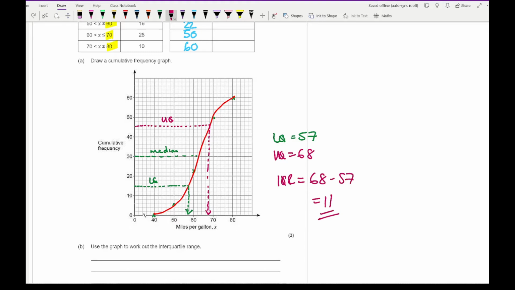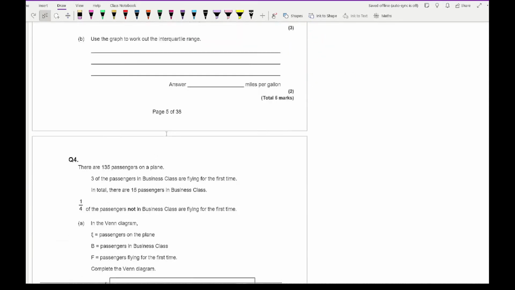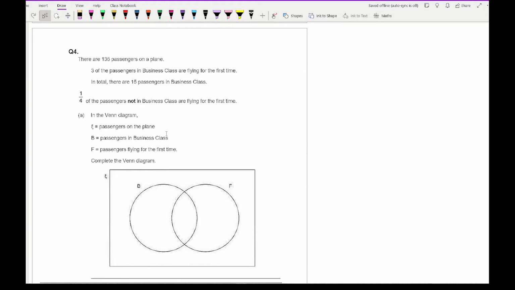Obviously your graph is going to be, I'm hoping, a lot neater and a lot more accurate than mine. So as long as you're writing down and marking the lines on your graph, they should accept your answers as correct. Then moving on to question 4, it says there are 165 passengers on a plane.